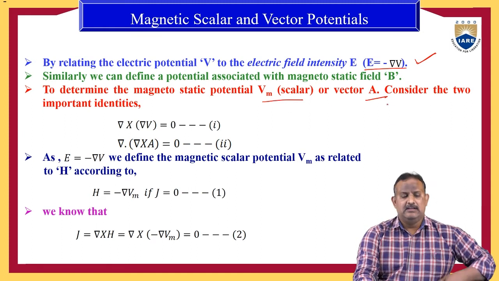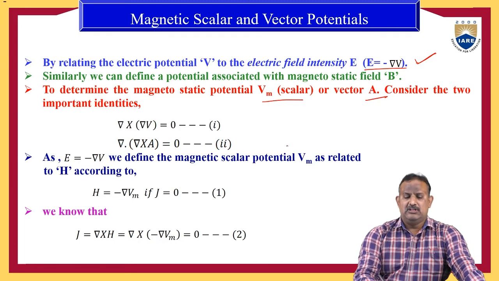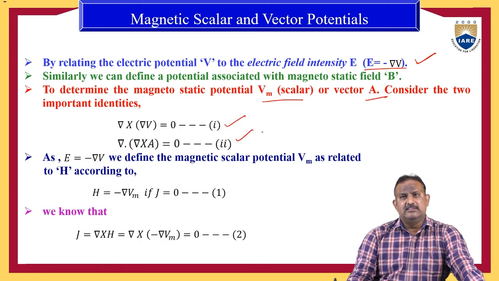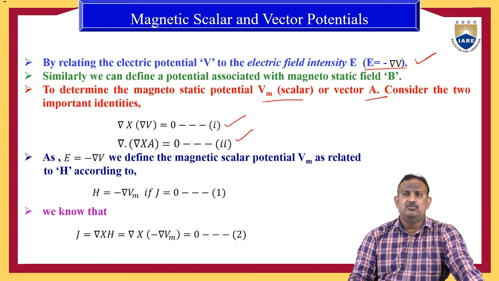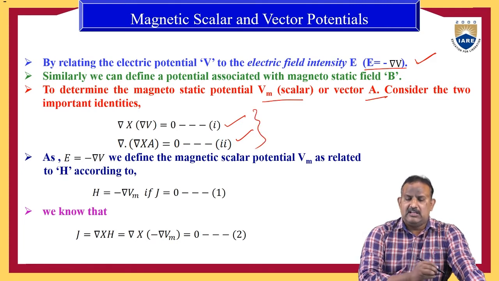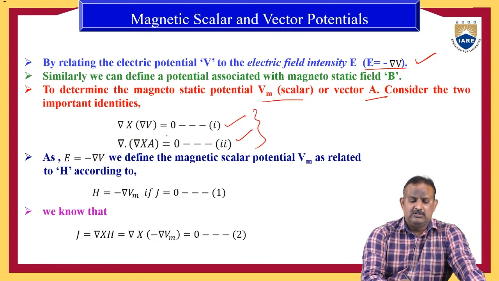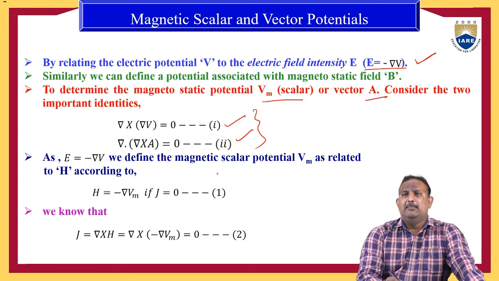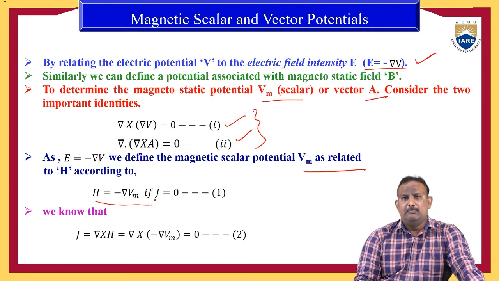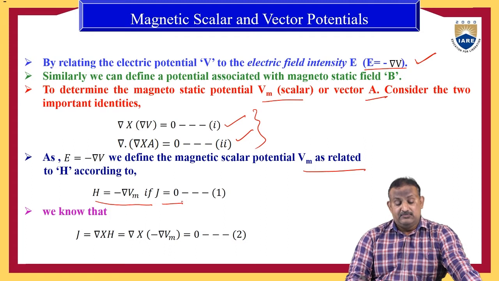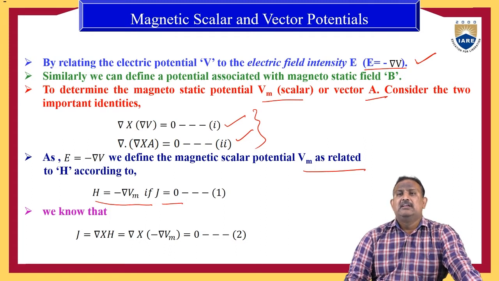To define the scalar and vector potentials, consider two identities: del cross del V is equal to 0 and del dot del cross A is equal to 0. You need to assume these two identities. After assuming them, we can define the magnetic scalar potential Vm such that the magnetic field intensity H is equal to minus del Vm if J is equal to 0, where J is the current density.